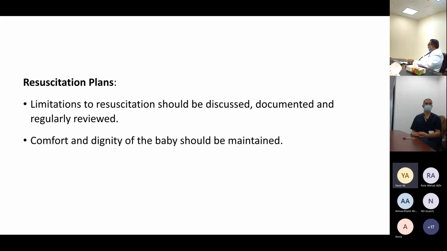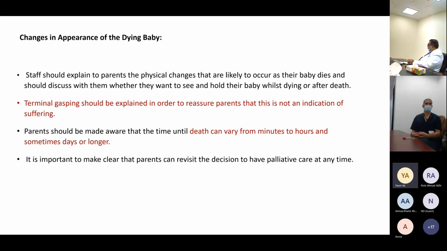Resuscitation plans. Limitation to resuscitation should be discussed, documented, and regularly reviewed. Comfort and dignity of the baby should be maintained. Changes in appearance of the dying baby: staff should explain to the parents the physical changes that are likely to occur as their baby dies. Terminal gasping should be explained in order to reassure parents that this is not an indication of suffering. Parents should be made aware that the time until death can vary from minutes to hours, sometimes days, or longer.